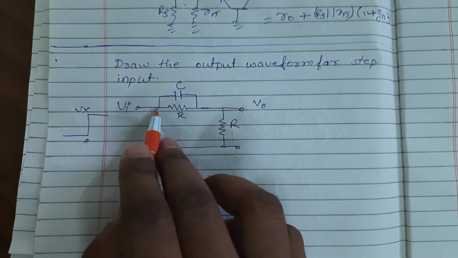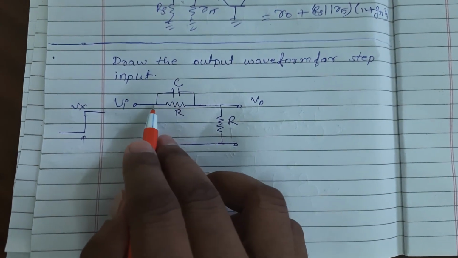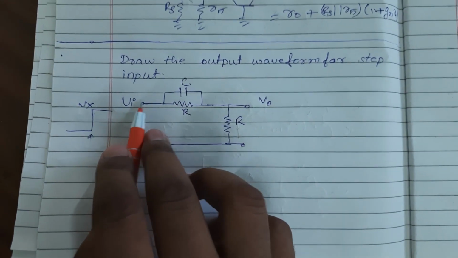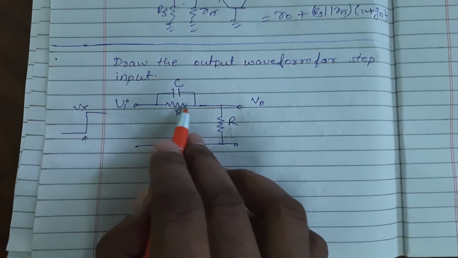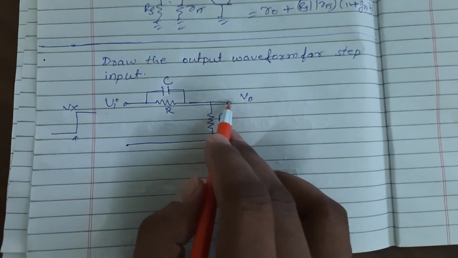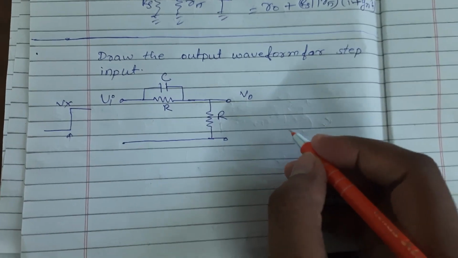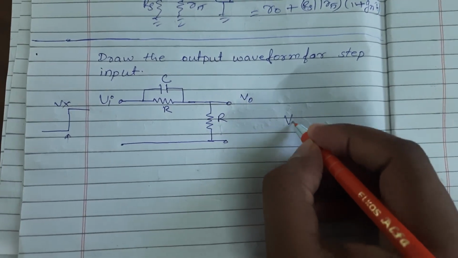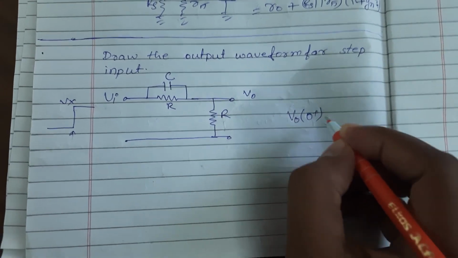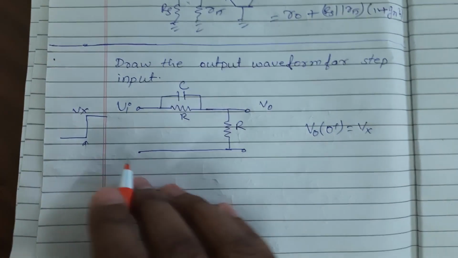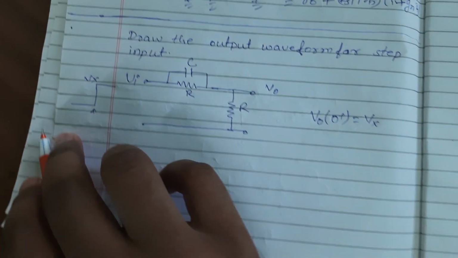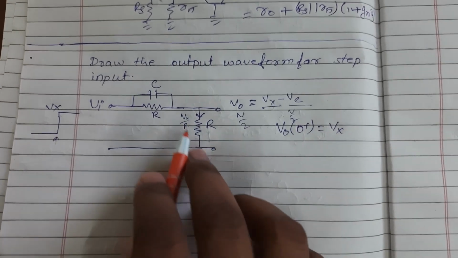So suppose this capacitor is replaced with a wire, so this will be short circuited, and at t is equal to 0, the whole voltage will be at the output side, like VO will be equal to Vx at t is equal to 0 plus. So we can say that VO at 0 plus is equal to Vx. So what will happen here?